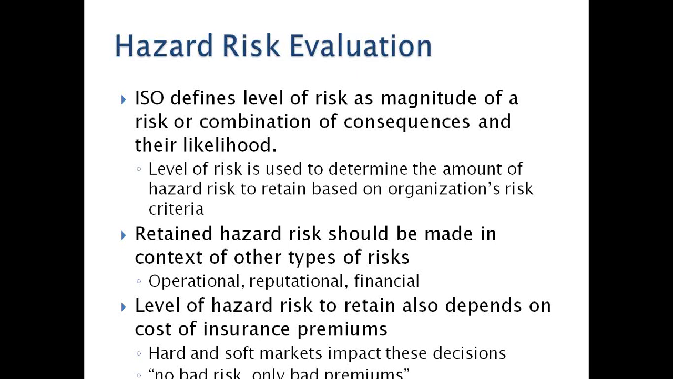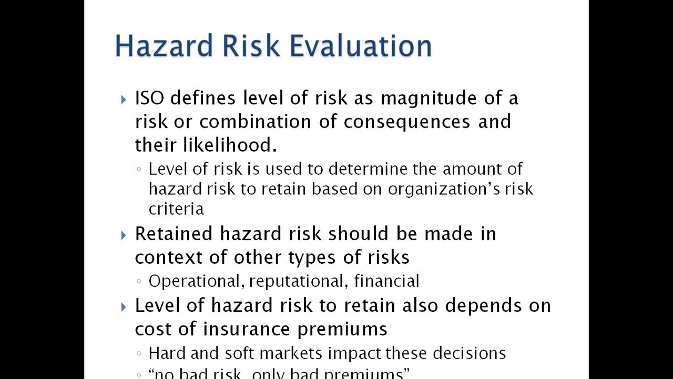And so we got to look at what's the possibility of some certain types of losses and what's the appropriate amount of insurance or retention of risk we should take on. And also the level of hazard risk to retain also depends on the cost of insurance premiums. So ultimately the objective for any organization is to retain as much risk as possible. So if you can self-insure to the hilt for your organization, that's really what you will want to do. But there's certain things that may make it not affordable.